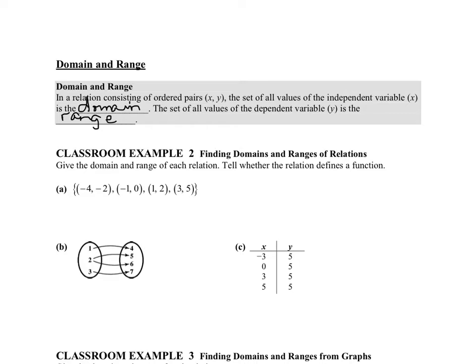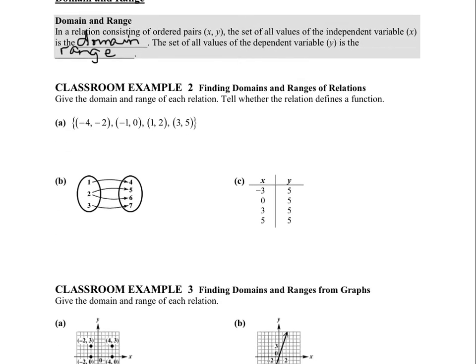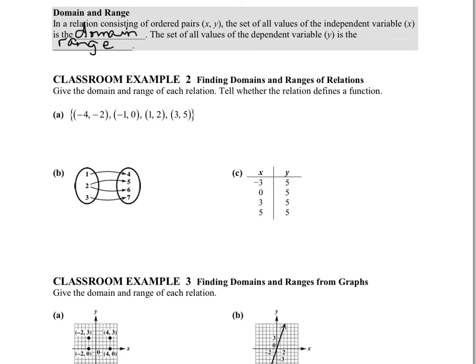So let's look at a few more examples. Now we're not only going to answer the question, is it a function, but also identify domain and range. If you look at example A on classroom example 2, it's a set of ordered pairs. Let's review. What is our test to see if we have a function? All you have to check is what? Your x values. Are these different? Yes, they are. I have a -4, a -1, a 1, and a 3. Because they're different, that tells me it's a function.